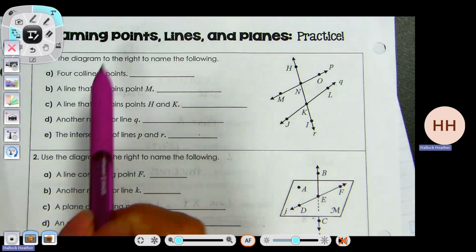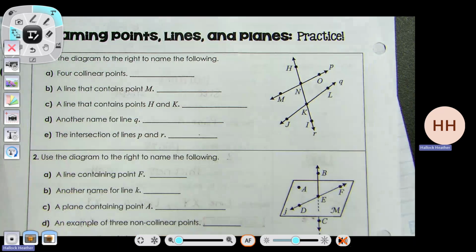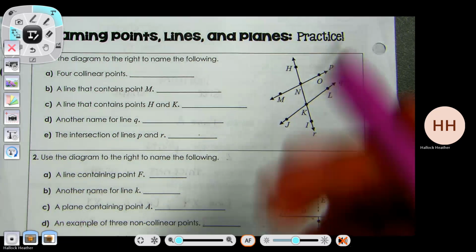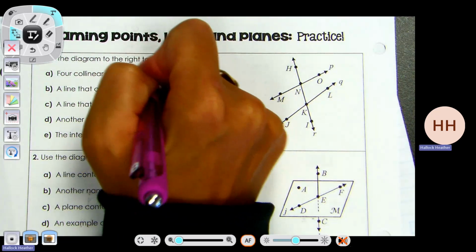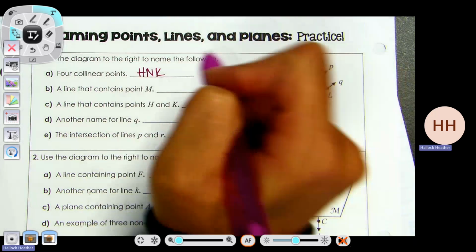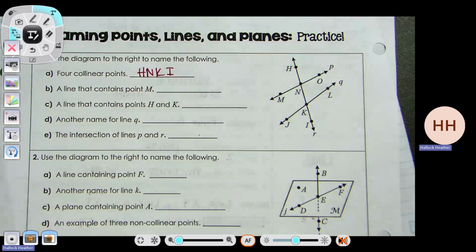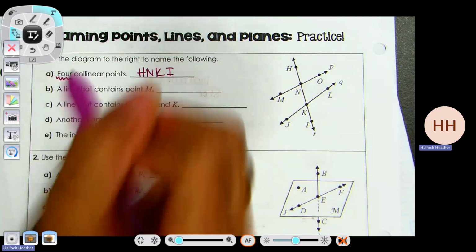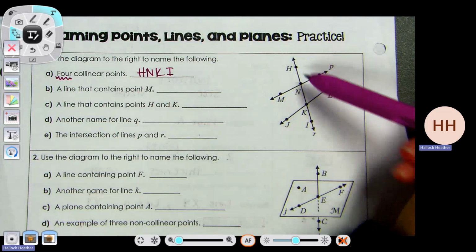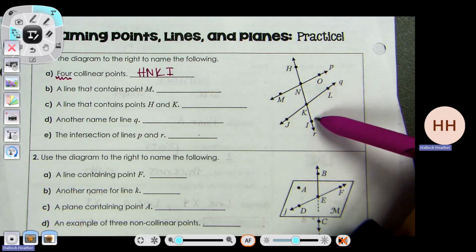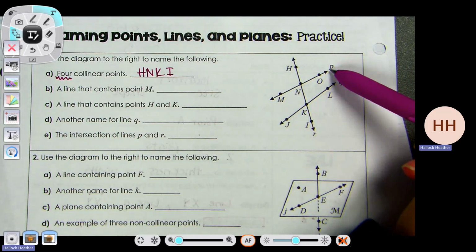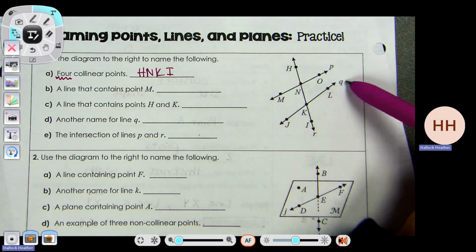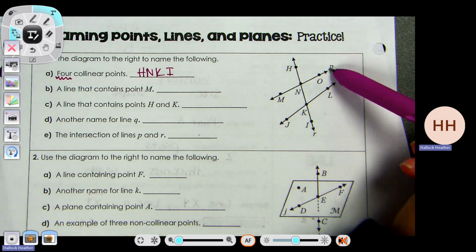Okay, so for A, we need 4 collinear points. There's only one right answer for this. H, N, K, and I. If you put them in a different order, that's correct. It doesn't matter. So 4 collinear points, you needed 4 points on the same line. So the only option was H, N, K, and I. If you used P or Q and then you went across this way, P and Q are not points because they don't have a little dot next to them.